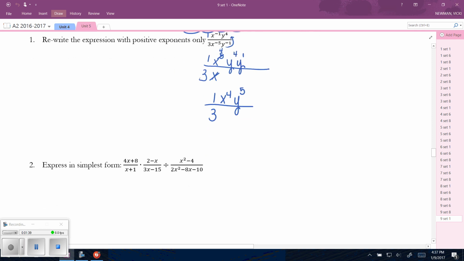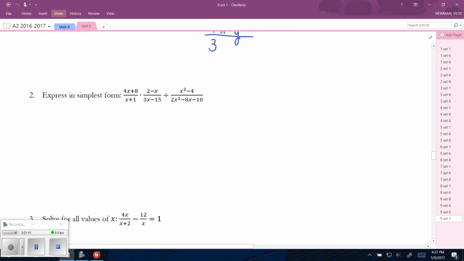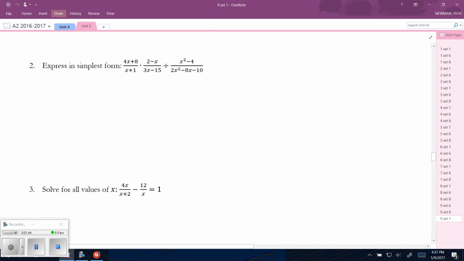Number 2 is a really excellent question. Express in simplest form. So here's what you need to do. First, you need to know that in order to divide fractions, you actually multiply by the reciprocal. So we want to flip the second fraction always. So after the division, you want to flip that. So here we go.